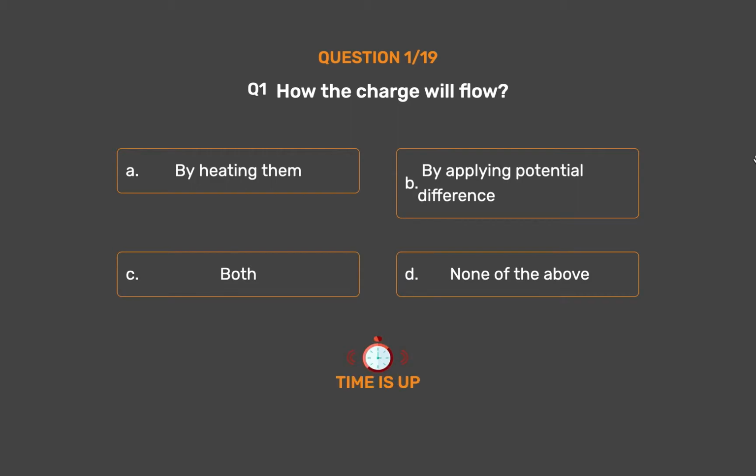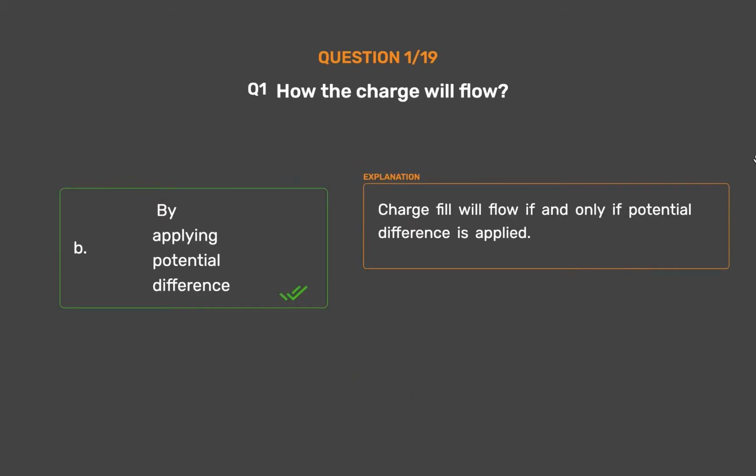The correct answer is option B. By applying potential difference. Charge will flow if and only if potential difference is applied.